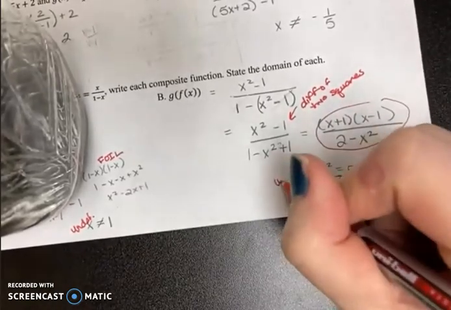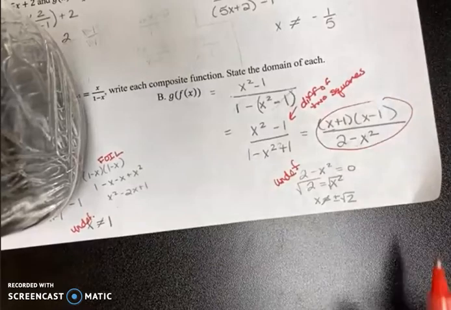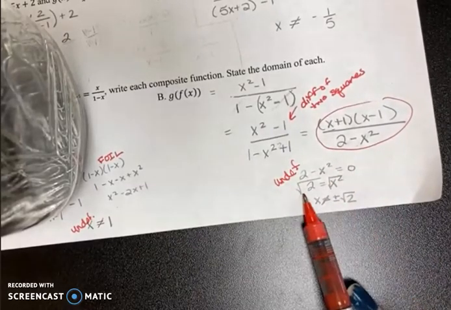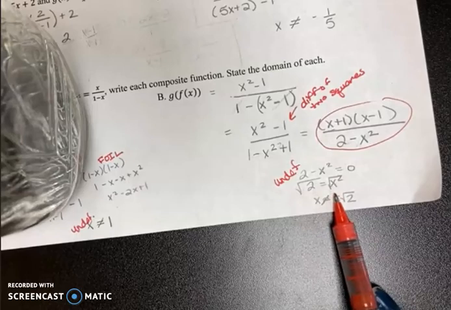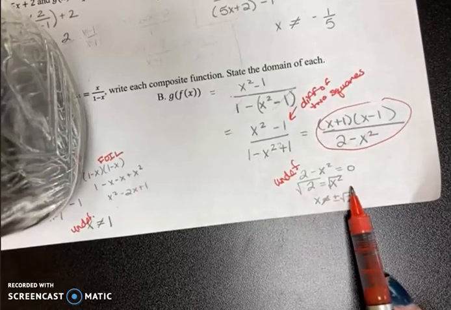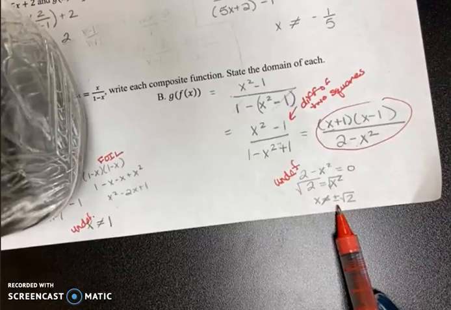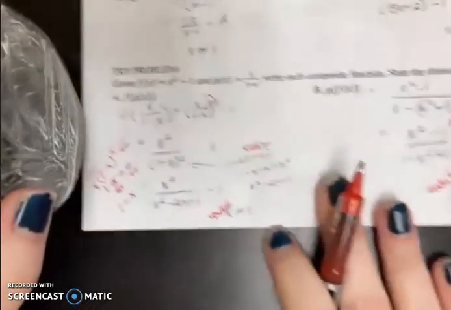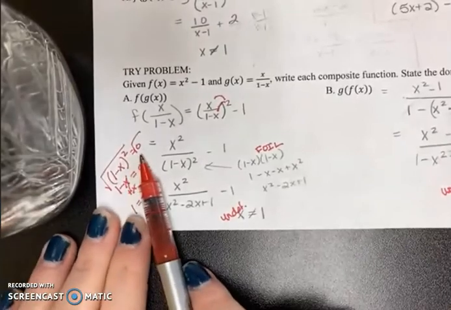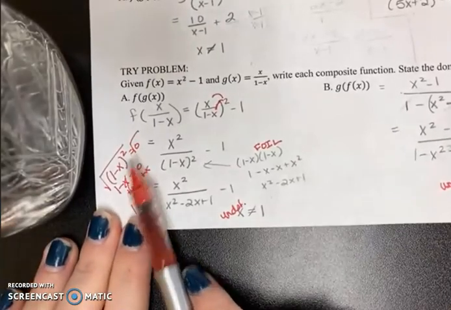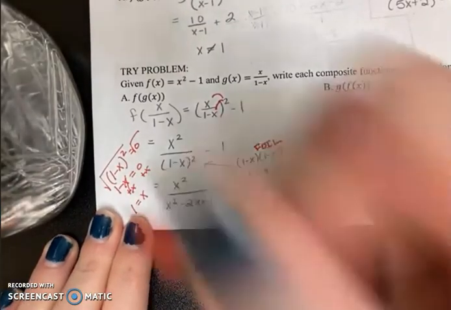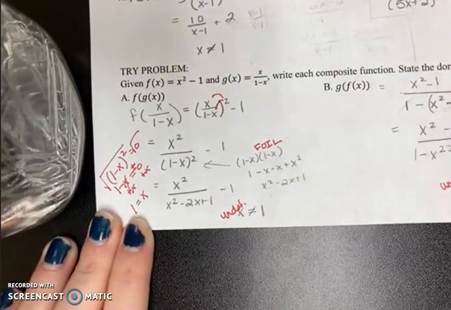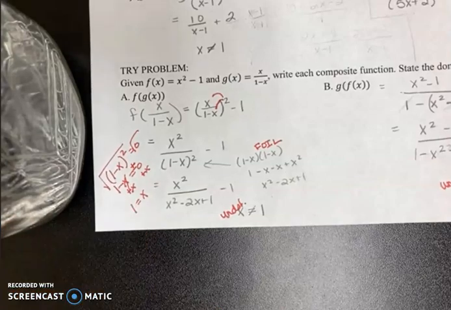But I did have to say where it was undefined. So I set 2 minus x squared equals 0. I took the square root of each side. And technically, whenever you take the square root, you need to put a plus or minus. So it cannot equal plus or minus the square root of 2. The only reason why I didn't put plus or minus over here is because plus or minus 0 is just 0. If you wanted to, you could have technically done that, but it's not going to change your answer over here. It was just 1.